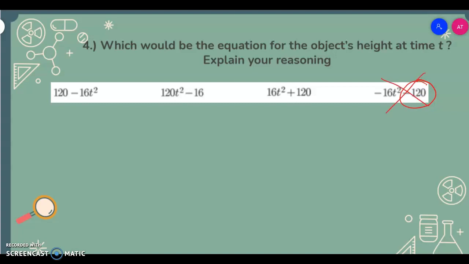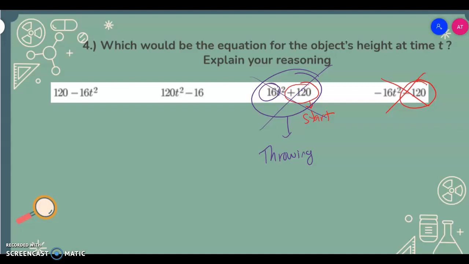All right, so let's look at the second one here. I have a positive 120 because this is my initial starting point. This is where I start. And my slope is 16t squared. Well, I'm actually dropping an object, not throwing an object. So this equation would work if we were throwing an object. But since we're having an object fall, this cannot be it because it's positive 16, meaning it would increase, it would go up.